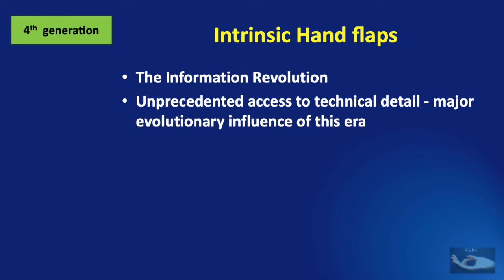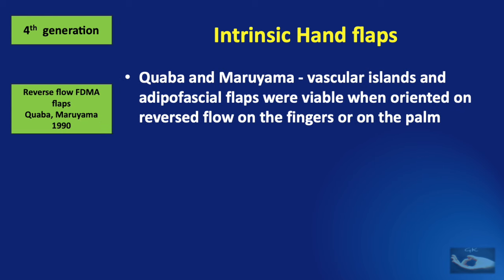The fourth generation of intrinsic hand flaps has been the result of the information revolution, with unprecedented access to technical detail, which has been a major evolutionary influence in this era. Kawabata and Maruyama found that vascular islands and adipofascial flaps were viable when oriented on reversed flow on the fingers or on the palm.